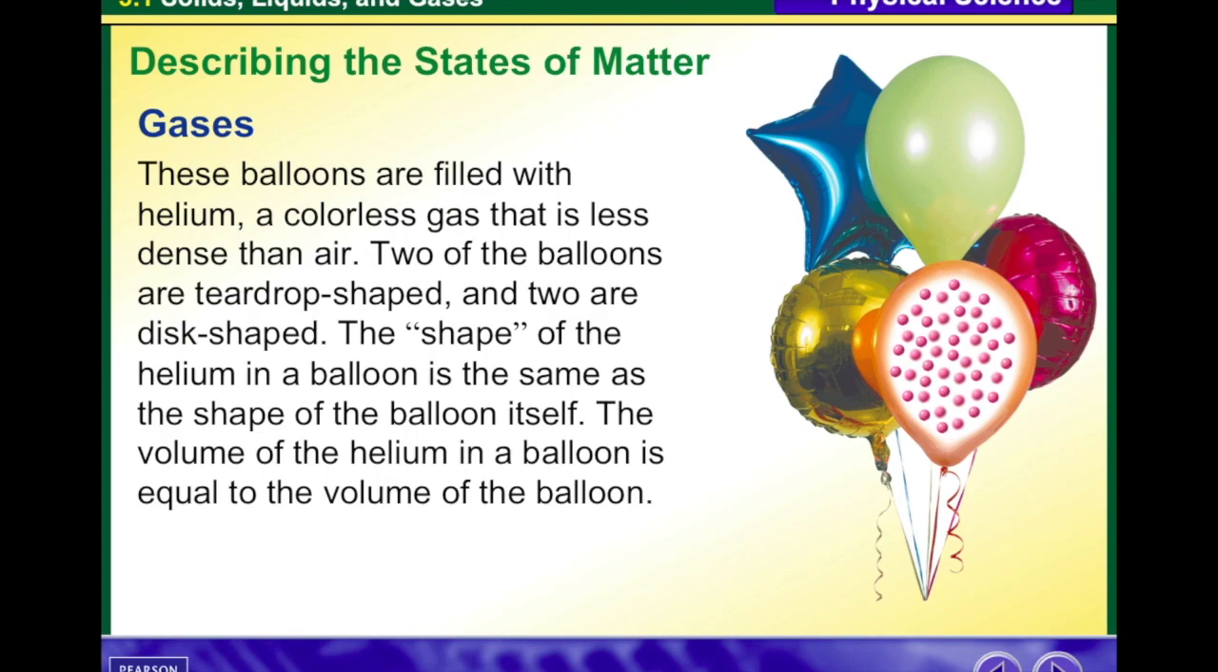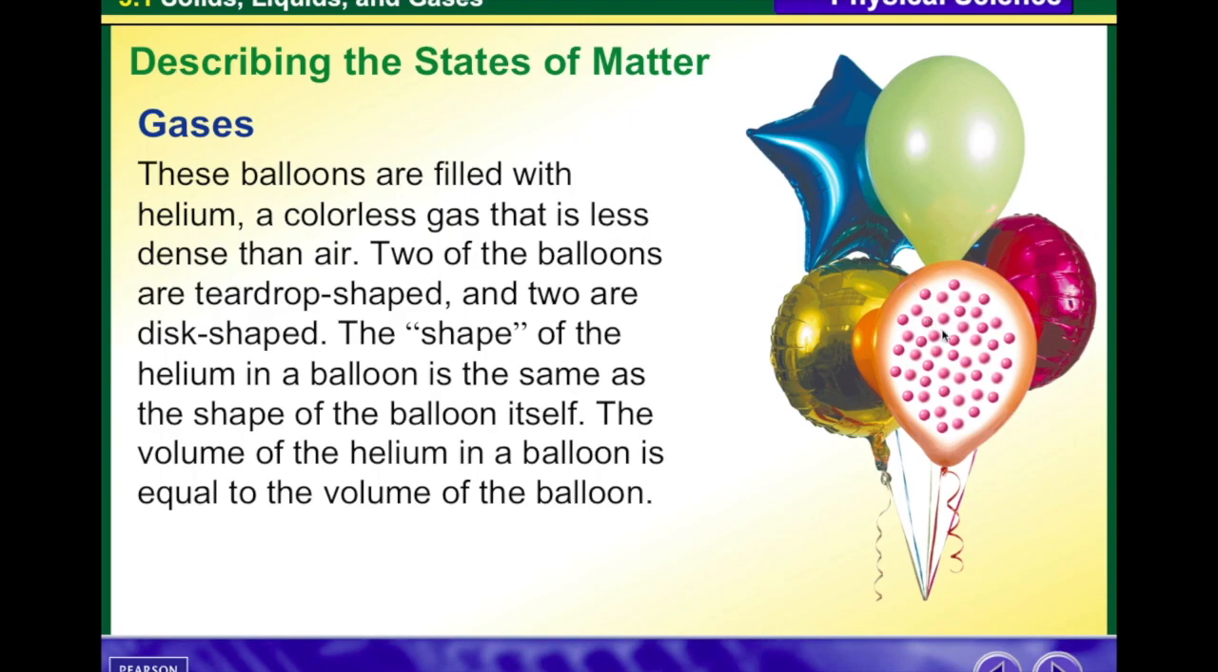Even though 2 of the balloons are teardrop-shaped and 2 are disc-shaped, the shape of the helium in the balloon is the same as the shape of the balloon itself. So the balloon gives the helium a container, and the helium fills that container. The volume of the helium in a balloon is equal in all of those balloons.